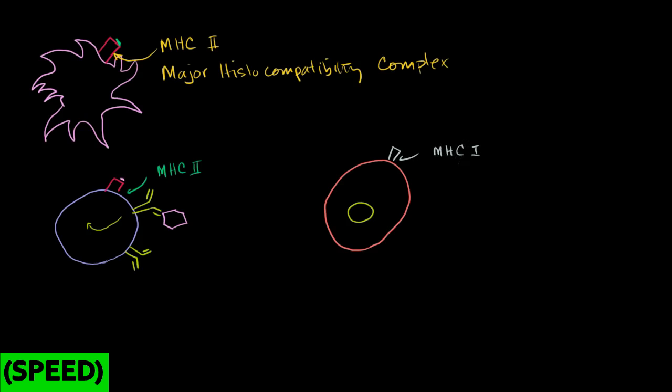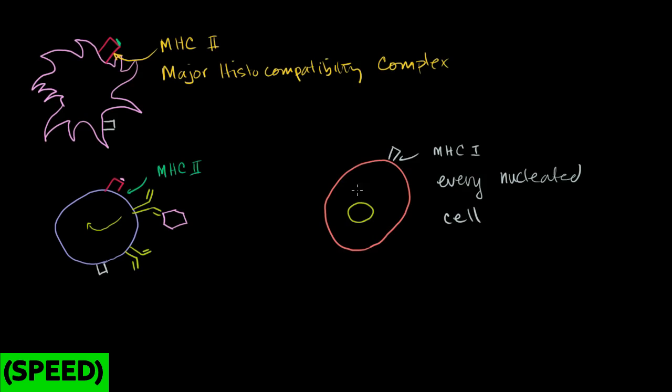MHC1, major histocompatibility type 1. And just so you know, these are also nucleated cells, so they're also going to have an MHC type 1 complex on them right here. Now, the interesting thing about the MHC type 1 complex is because it's on every cell in our human body, let me write that down, every nucleated cell, so pretty much everything but the red blood cells have an MHC1.